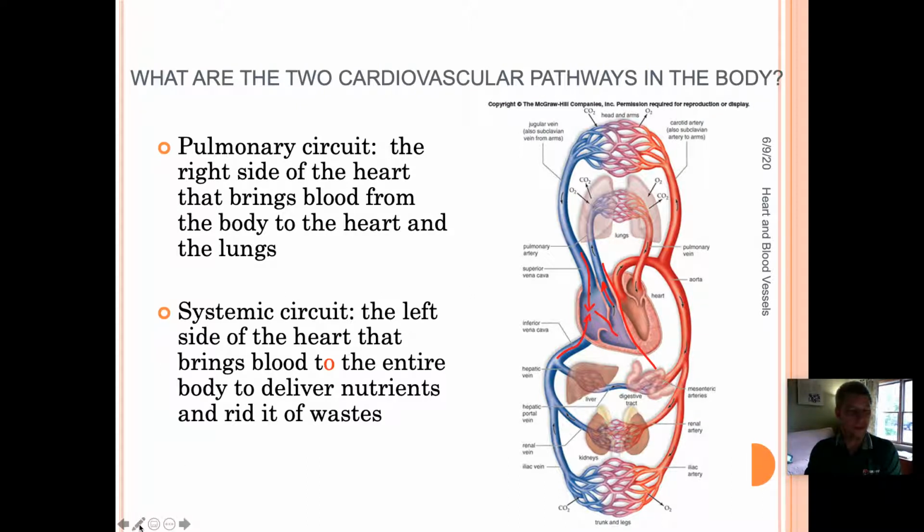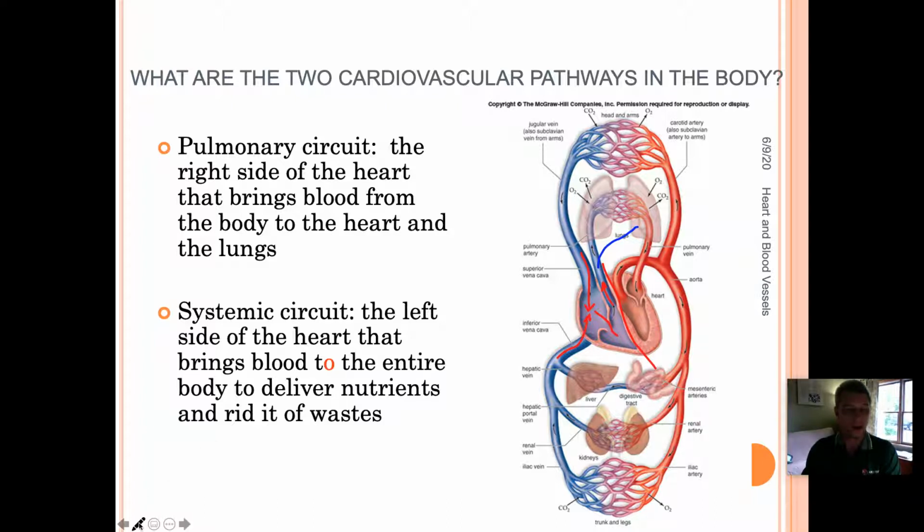Now, one thing that I do want to point out that you should be aware of is that this diagram only shows the pulmonary artery going into the right lung and then coming back from the left lung, and that's not really true. There is a branch of the pulmonary artery that goes to each of the two lungs, so the lungs literally function separately.